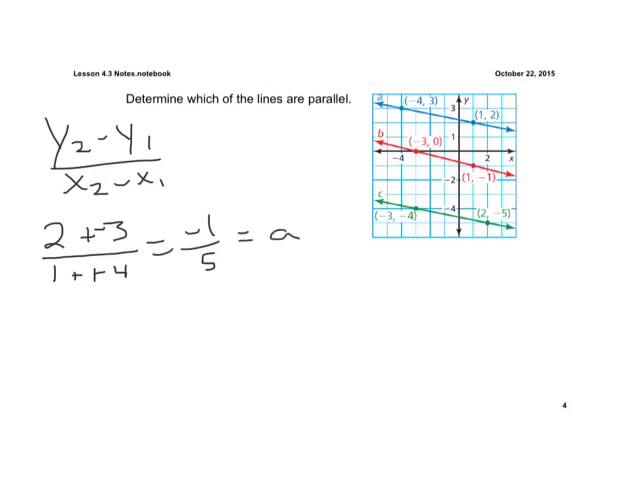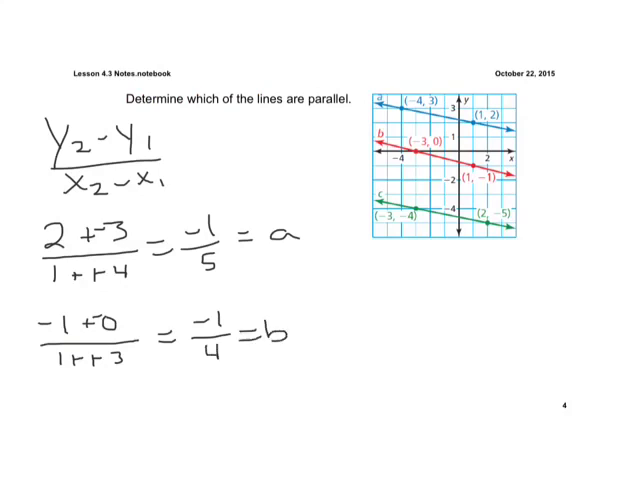Let's look at line B. We have y2, so negative 1 minus 0 over our x's, 1 minus a negative 3. Let's do our keep, change. We have a negative 1 over 4. Okay, notice B and A, those are not quite the same.